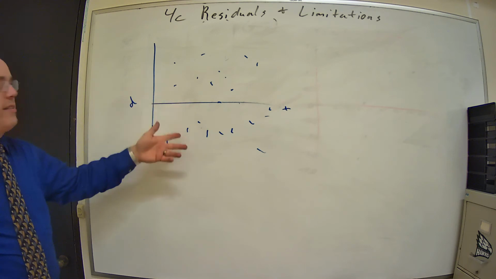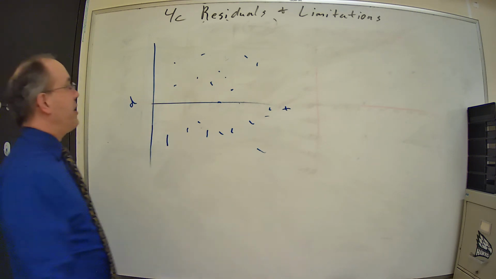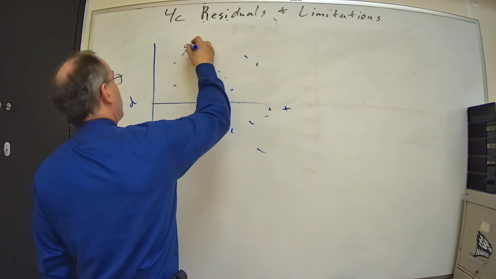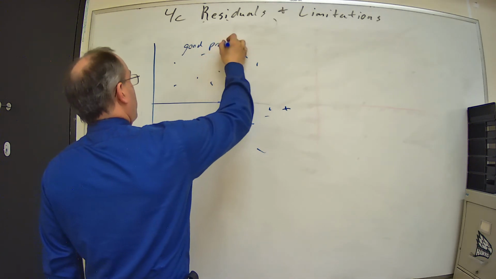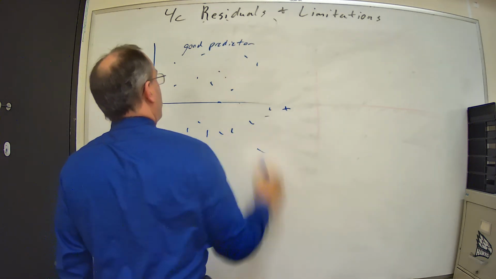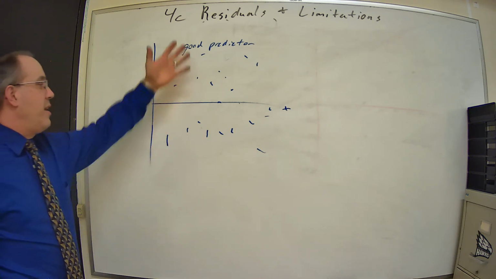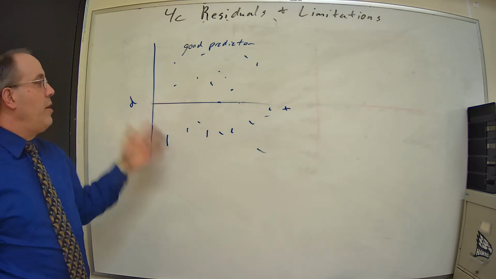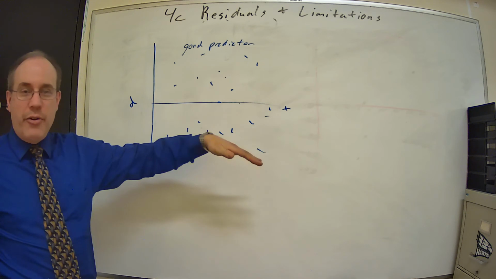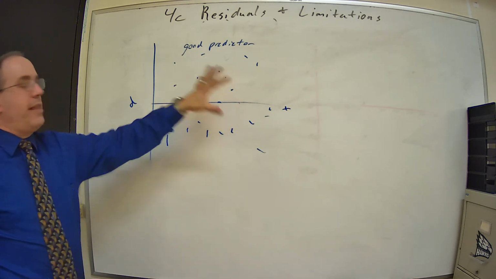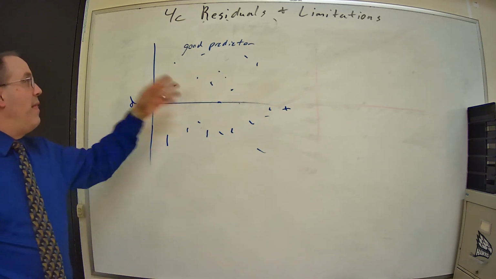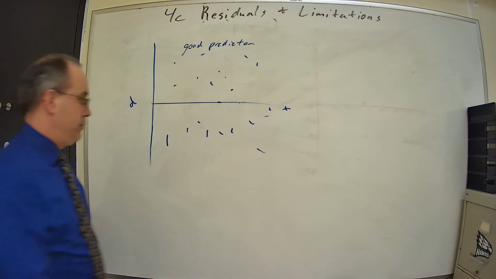Something like that tells me I've got a good predictor. That's exactly what I'm looking for. I am looking to see a nice balance above and below. I'm not looking to see any patterning in it. I just see that it's a scatter above and below. That tells me I've got a good predictor.